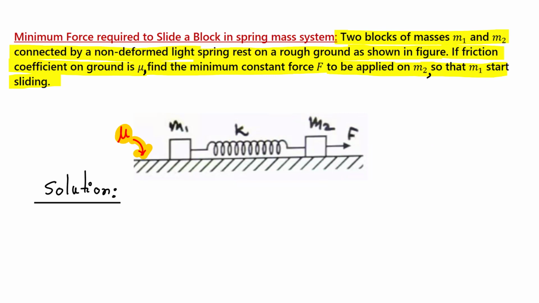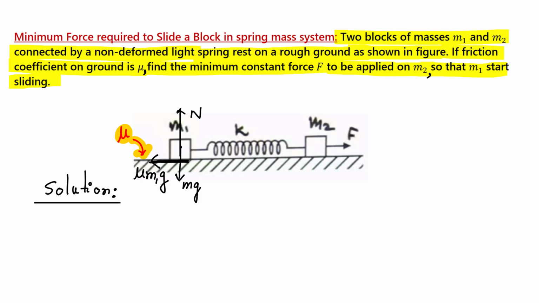So let us try to solve this problem. In this case, mg force is acting in the downward direction and normal will act in the upward direction, and N is equal to mg. So friction force on this block is basically how much? Mu m1g.